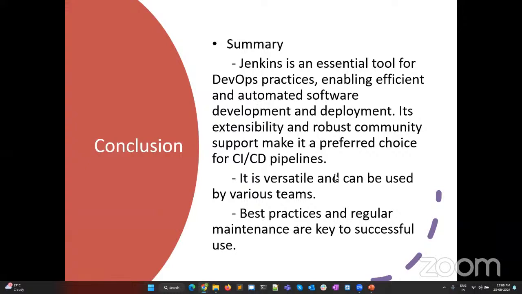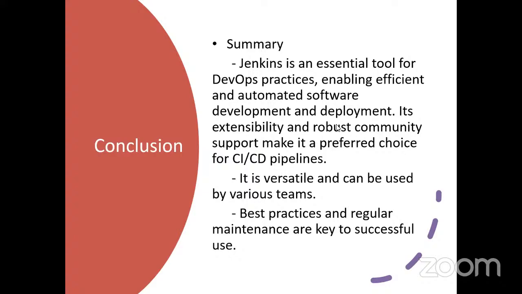We have seen that summary. Why is this used? It is a preferable choice for CI/CD pipelines as compared to the other ones. It is versatile and can be used by various teams. If your company has different team members, like the Python team, the Java team, the .NET team, and the Angular team, you can define the team-wise groups and configure the process for them.